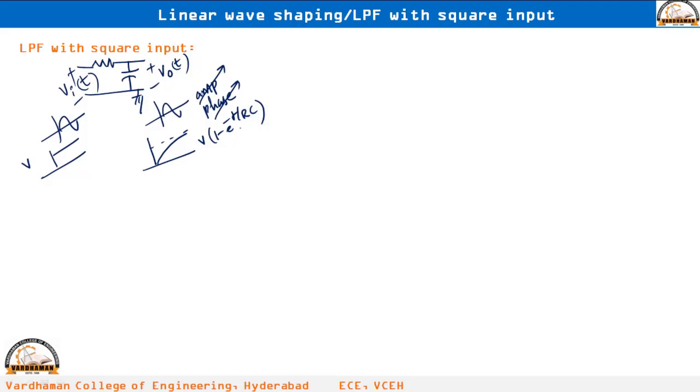When you take t equal to infinity, what will you get? e power minus infinity is 0. So, 1 minus 0 is 1, and 1 into V is V. That means finally it will reach V volts only, but in an exponential way the output is increasing. Sometimes you may get an output that immediately reaches V volts. Sometimes to reach V volts it will take a very long amount of time.